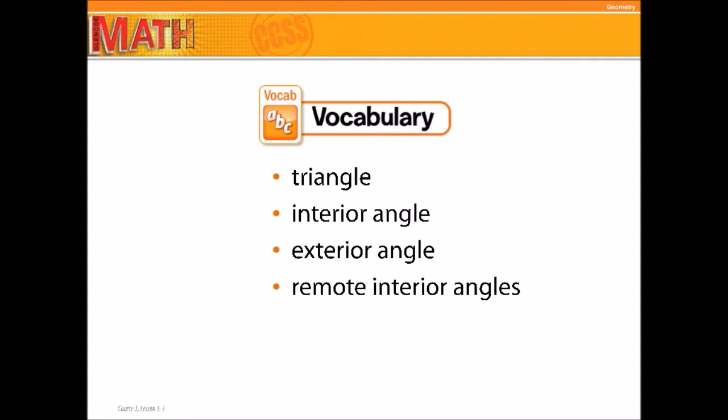Interior means inside. In addition to its three interior angles, a triangle can have an exterior angle. It's formed by one side of the triangle and the extension of an adjacent side. Each exterior angle of the triangle has two remote interior angles that are not adjacent to the exterior angle. We'll talk about this more as the lesson continues.